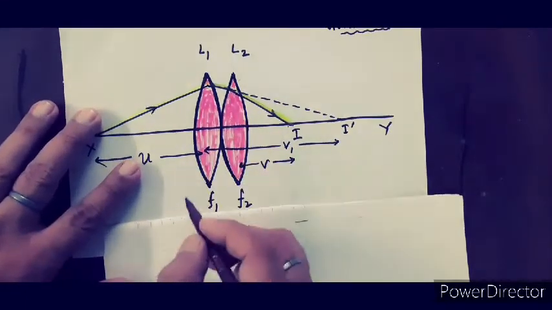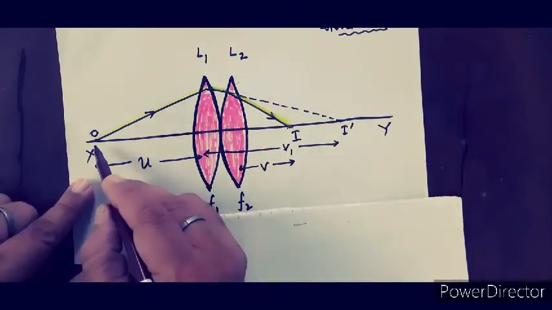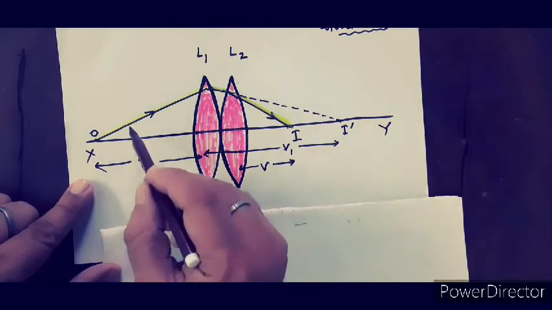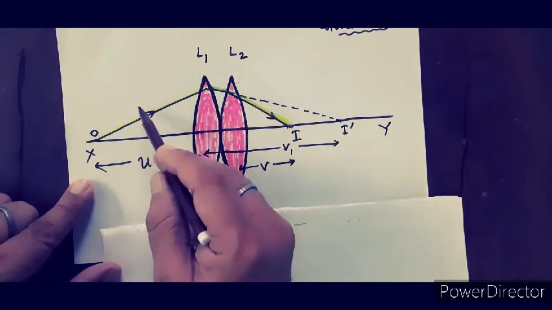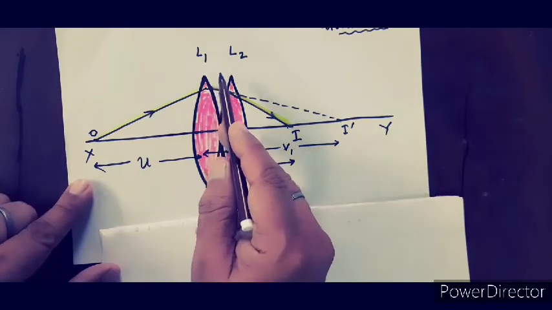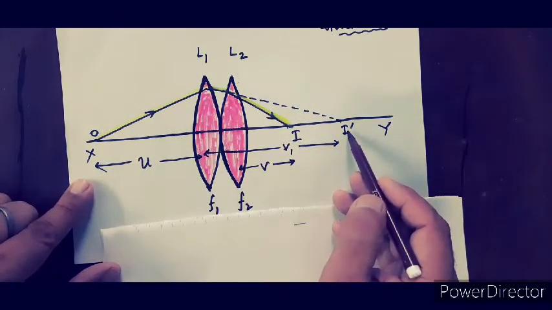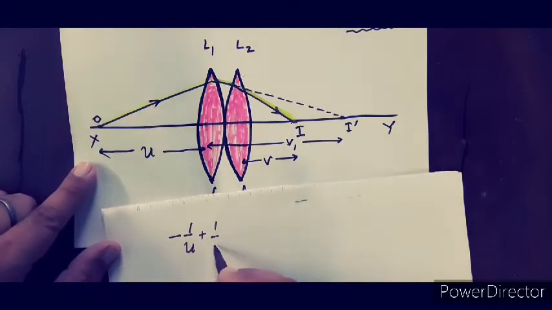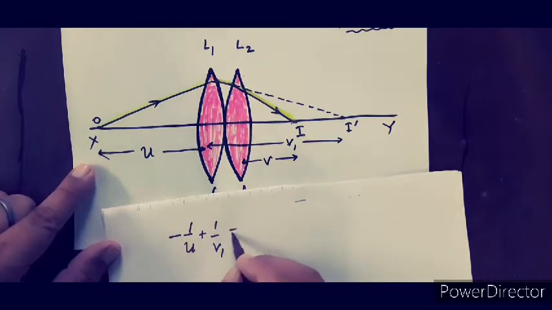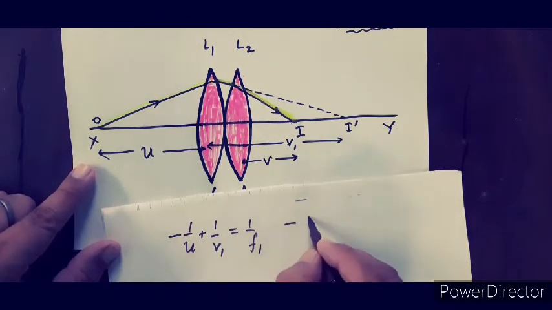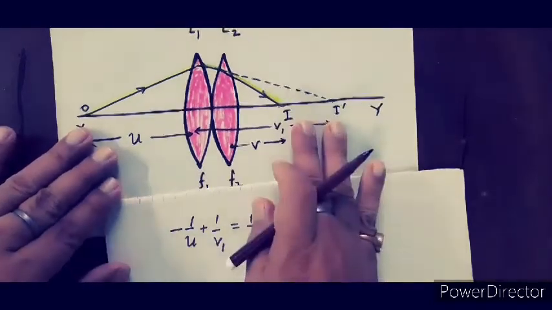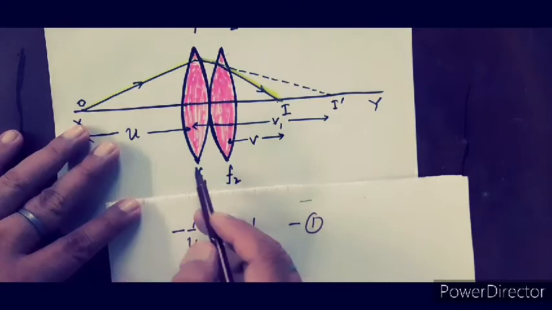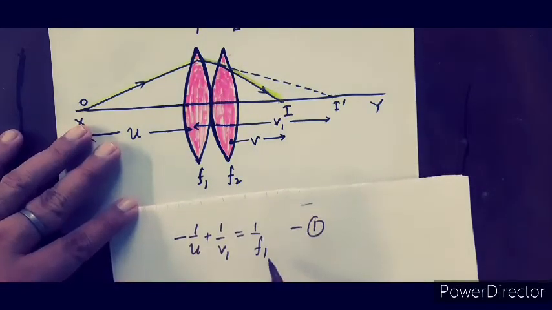So, let O be the point object placed on the principal axis. If the second lens were not present, then the first lens forms the image at I dash. In that case, we can write 1 by U plus 1 by V dash is equal to 1 by F1. F1 is the focal length of the first lens.